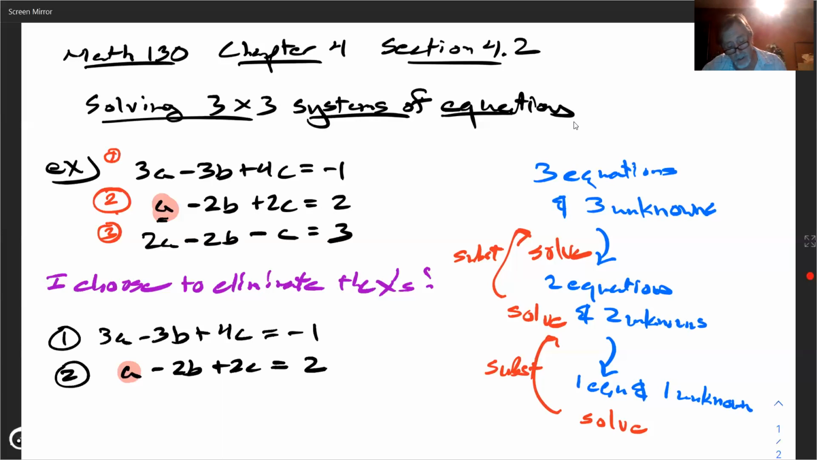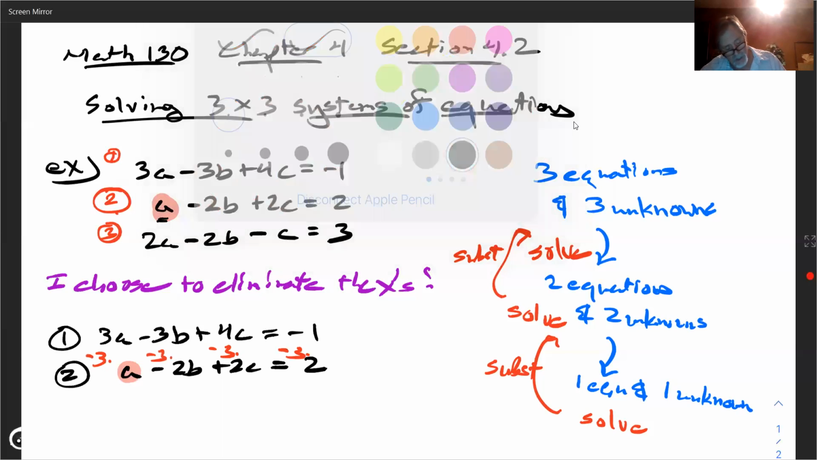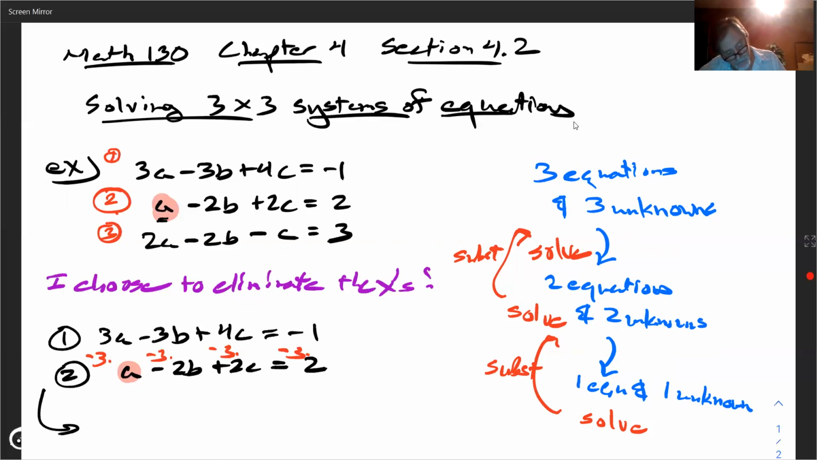And here's how we'll do it. I'm going to hit it with a -3 all the way across. And that's going to make the A's disappear like in the previous section. All right, so let's do an end run and rewrite. So we have this.